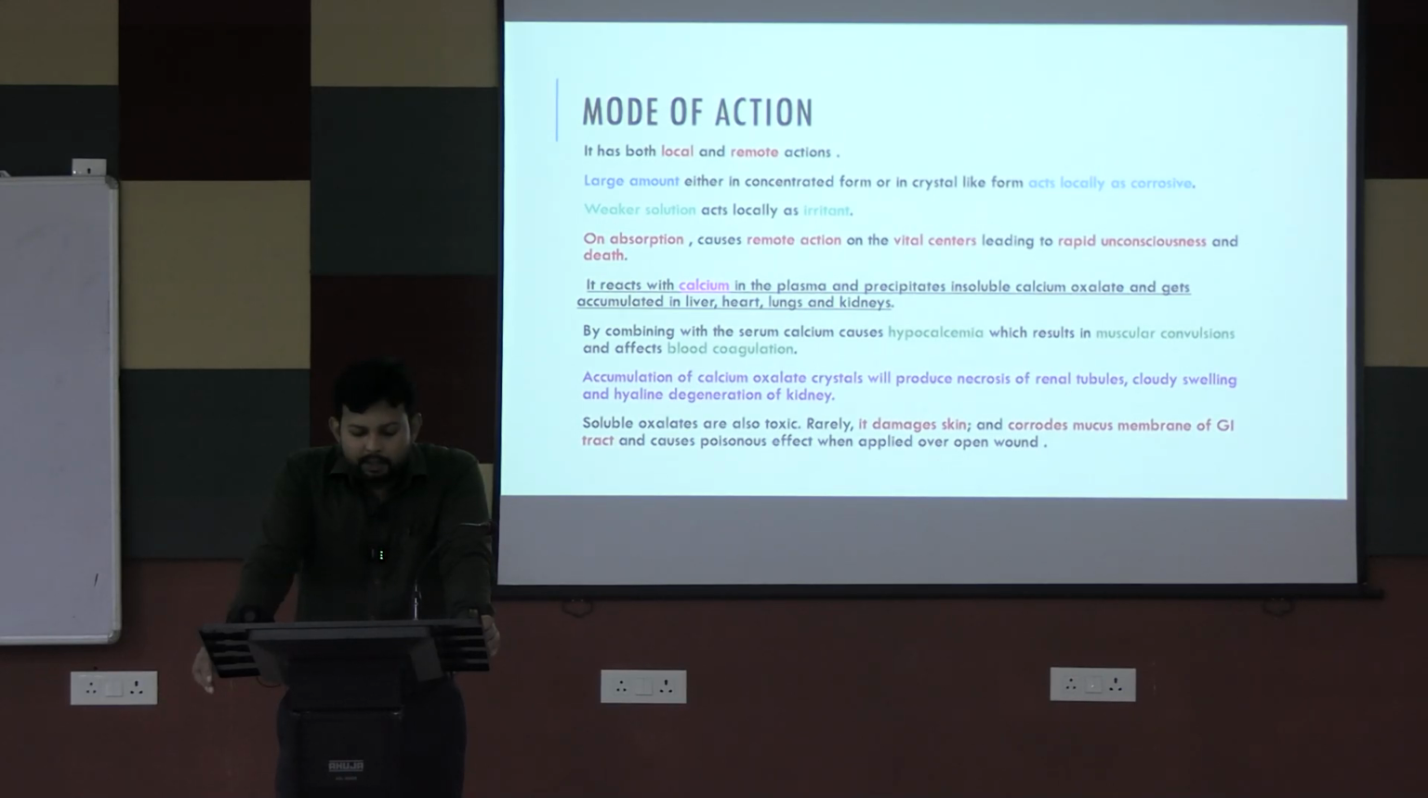So what will the remote action be? It will react with calcium. Blood serum has calcium, so it will react with calcium and form calcium oxalate. Okay, so there will be hypocalcemia. Fine. So that is the most important part, it is underlined, see. It reacts with calcium in the plasma and precipitates insoluble calcium oxalate and gets accumulated in liver, heart, lungs and kidneys. So it will cause damage to the organs, right?